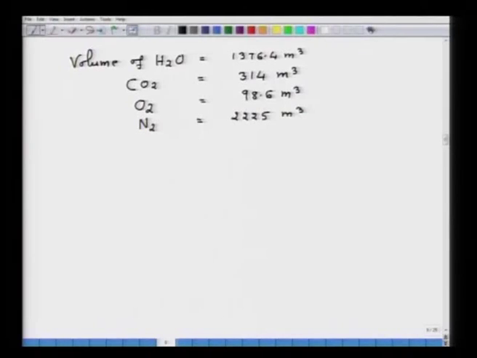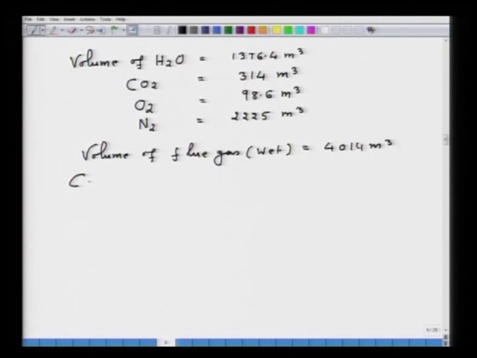So, you have to be very careful while doing the material balance problem, that is very, very important. Here we have to calculate the volume of flue gas. We have to calculate wet and dry. So, the wet volume is 4014 meter cube.